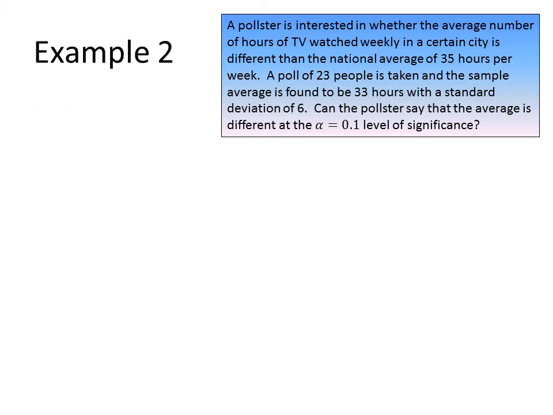So our null and alternative hypotheses are as follows. Notice that in this case, the pollster is not trying to determine whether it's increased or decreased, but only that it's different. And so our alternative hypothesis is going to be that the average is not equal to 35. And of course, our null hypothesis is that the average is equal to 35. So here we have a two-tailed test.